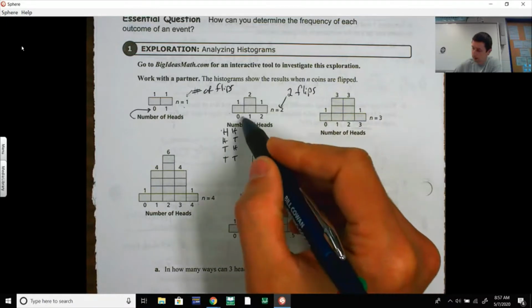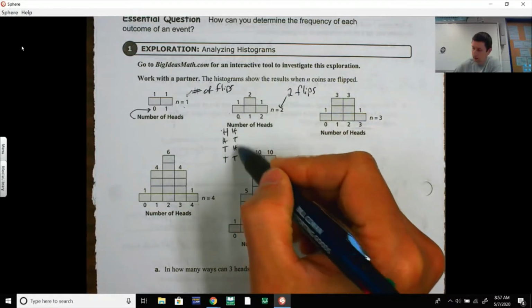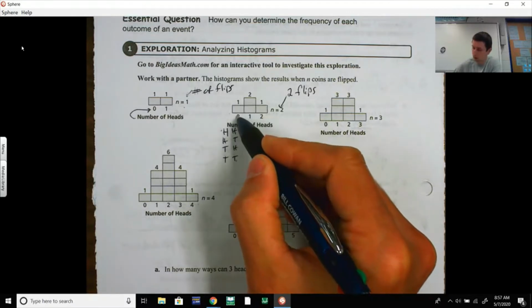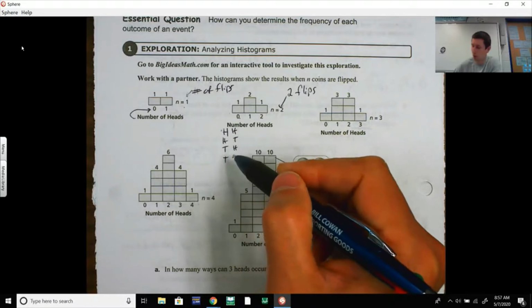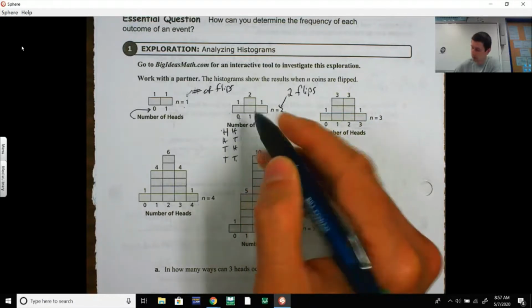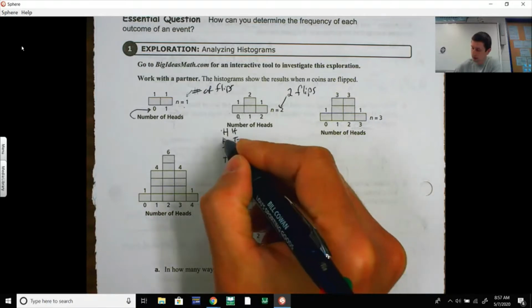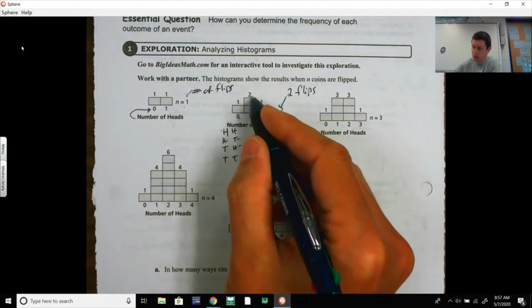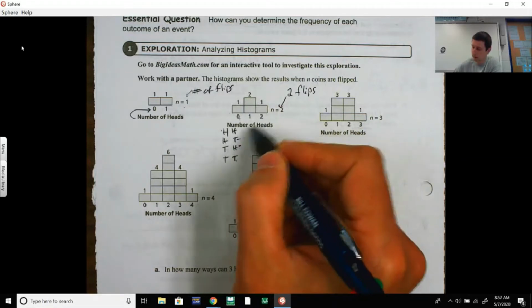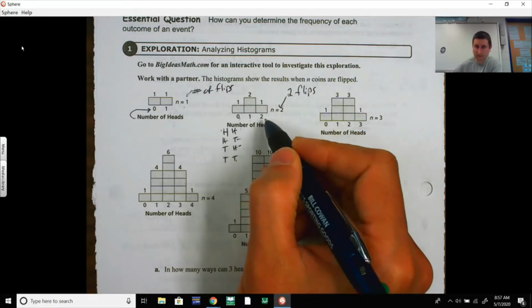So how many of these have 0 heads? Well, just one of them has 0 heads. So of your sample space, one of them has 0 heads. How many of these have 1 head? Well, that would be the middle 2. They each have 1 head, so there's 2 possibilities to get 1 head. And to get 2 heads, there's 1 possibility to get 2 heads.